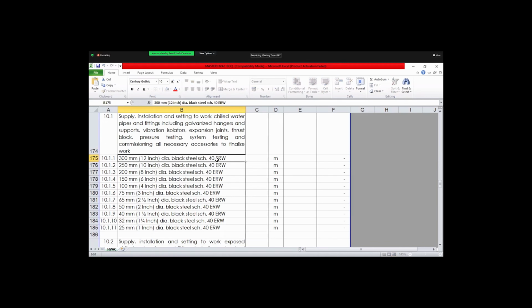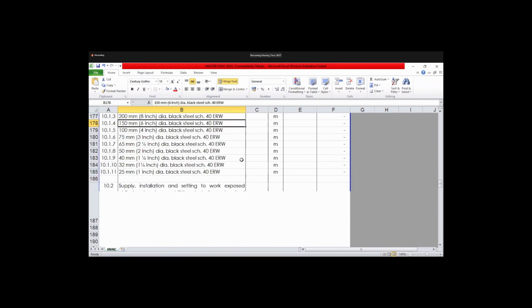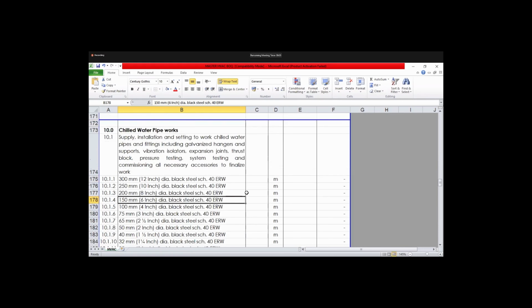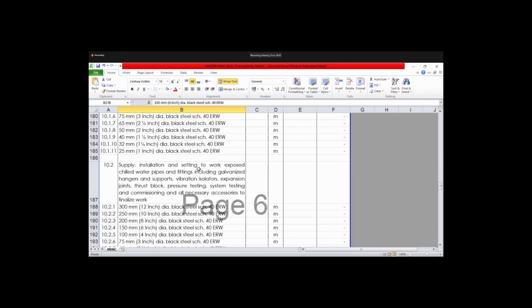What is the ERW here? ERW means electric resistance welding. This is one type of pipe, ERW pipe, so it's mentioned here. So this is all the specification of the chilled water pipes.